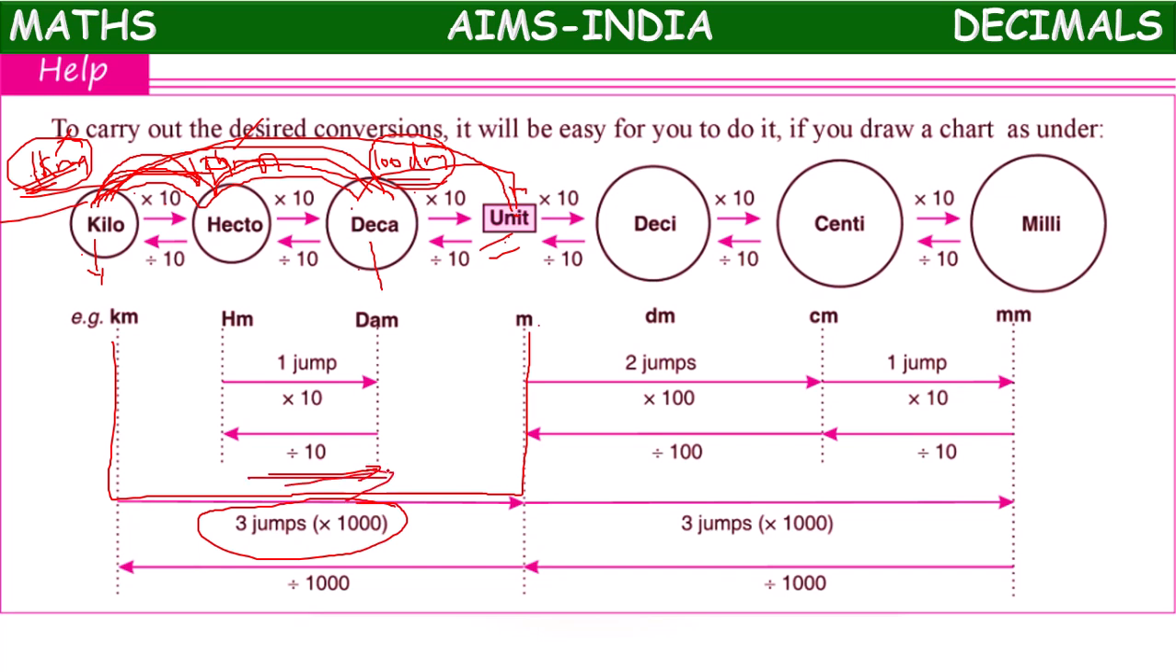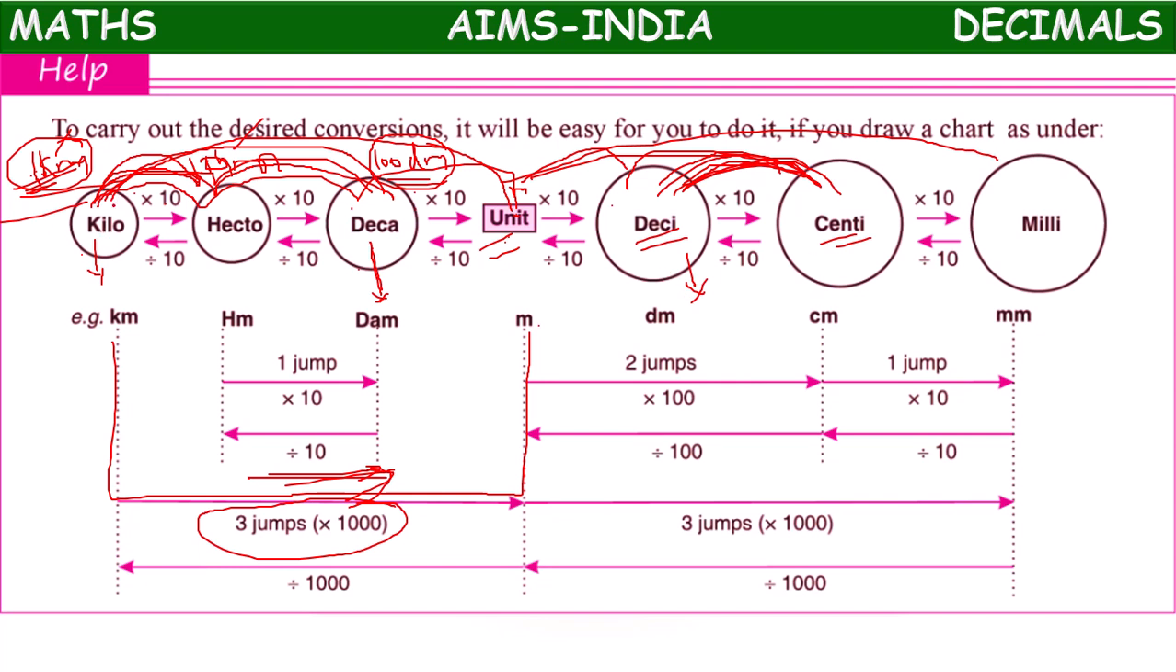When we are moving like this, we have to multiply 3 times. Or from meter you are coming to decimeter: 1 jump, multiply by 10. 2 jumps, multiply by 100. 3 jumps, multiply by 1000. Or from deci to centi, you are only jumping one place. 1 decimeter equals 10 centimeter. Only 1 jump means we have to take 10. So based on which place to which place you are converting, according to these places.